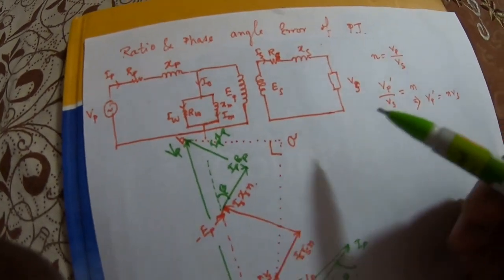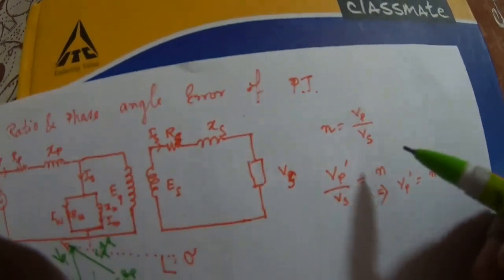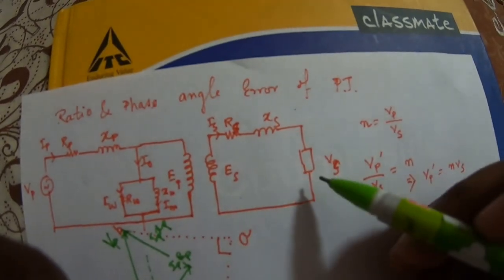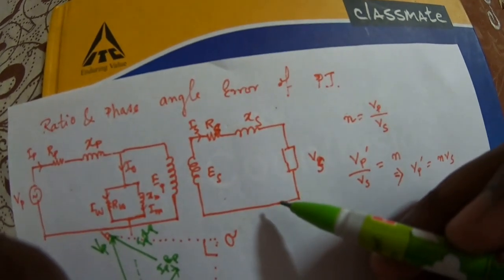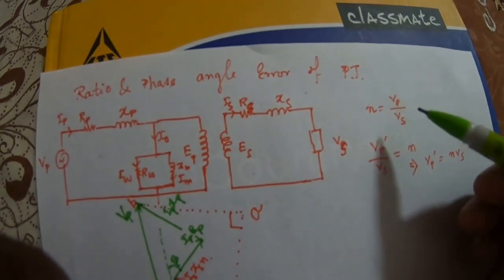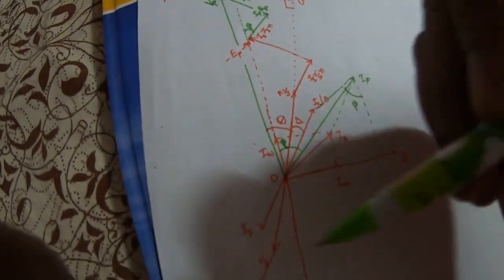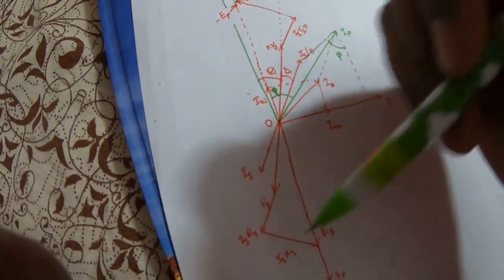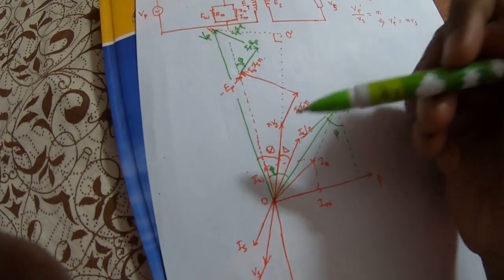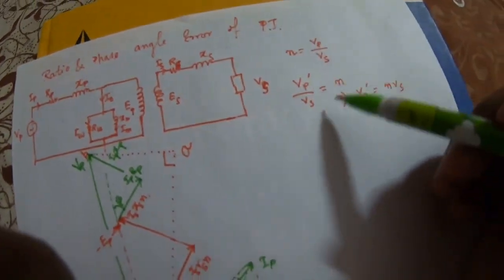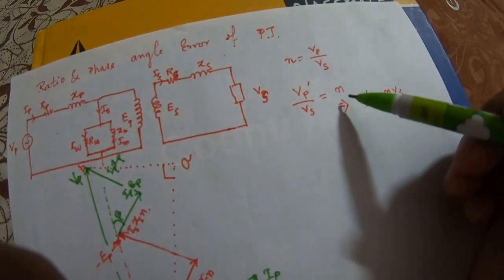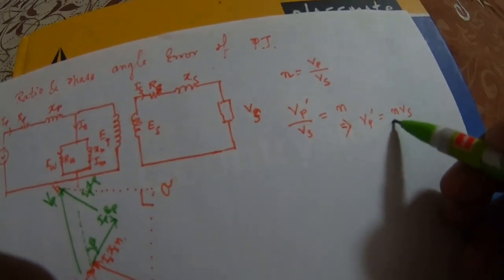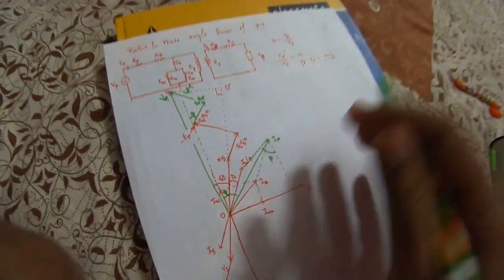Before going into detail, consider one thing: N equals Vp by Vs. So what is Vp dash? Vp dash is the secondary side voltage referred to the primary side, because in the phasor diagram we will convert the entire secondary side into the primary side. I will explain it later on. These are simple calculations: Vp dash by Vs equals N according to this theory. So we have Vp equals N into Vs, and this N into Vs will be computed in the phasor diagram later on.